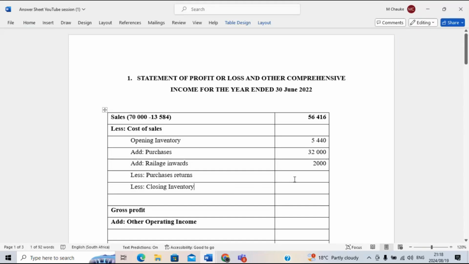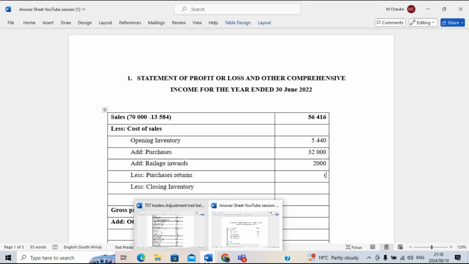And then our purchases returns, we're going to put in brackets. In accounting, anything we put in brackets means it's a minus amount. Are you with me? So anything that we put in brackets in accounting is a minus amount. We're going to put our purchases returns in brackets, together with the closing inventory in brackets. I hope you guys are following.